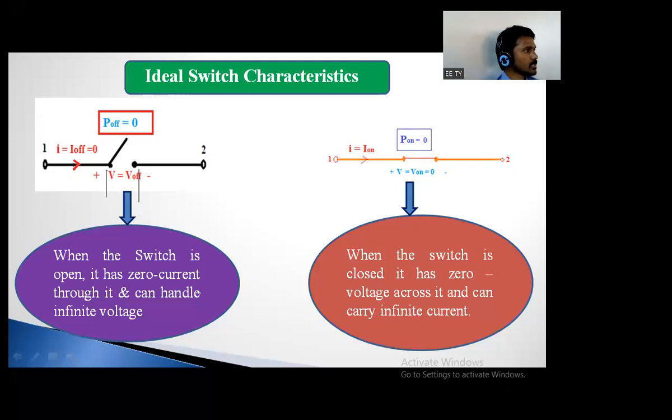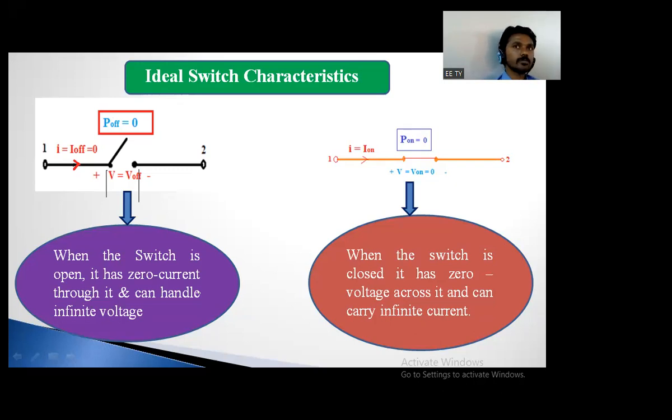Current is 0. For example, if we do not have any way to reach Pandharpur from college, can we reach that place? No, we will stop our journey. Same concept here also. If the switch is not closed, how can the current flow? Obviously the current is not flowing through the circuit. So ultimately, the switch is carrying zero current.